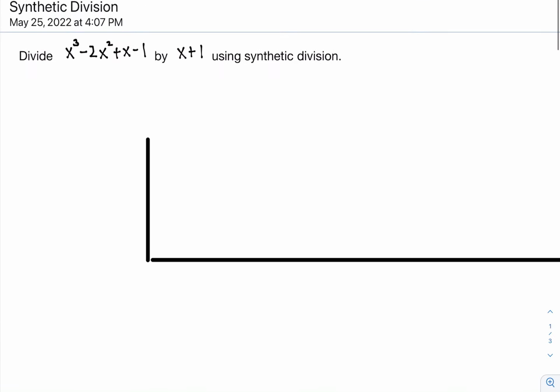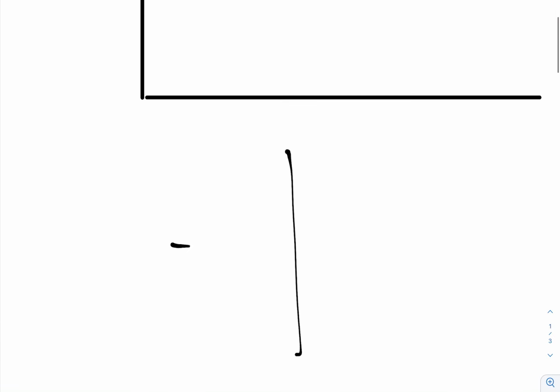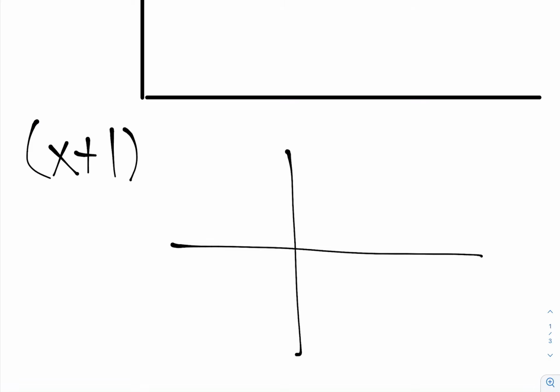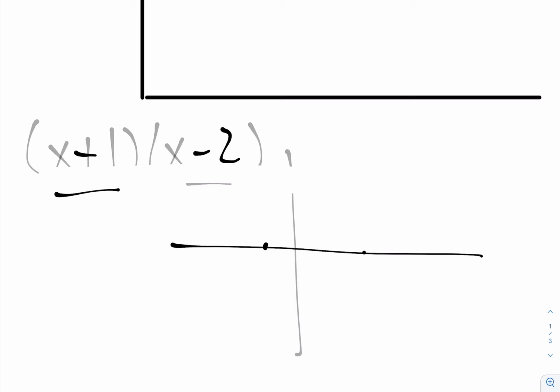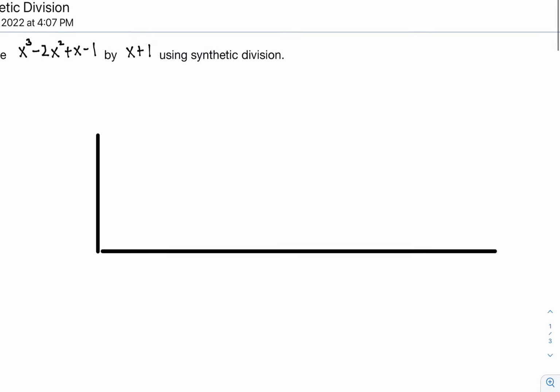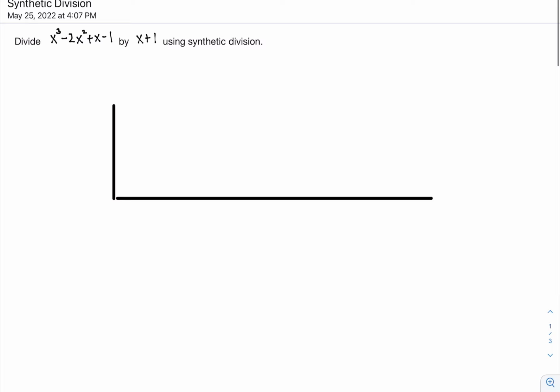If we had a graph where one of the factors was x plus 1 and say x minus 2 or something, the zeros of this graph would be at negative 1 and positive 2, right? So if we're dividing our function by x plus 1, then the x value that we're really looking at is x is negative 1.